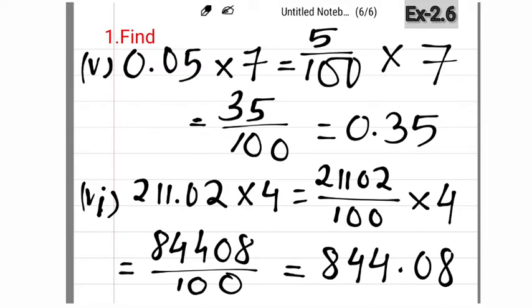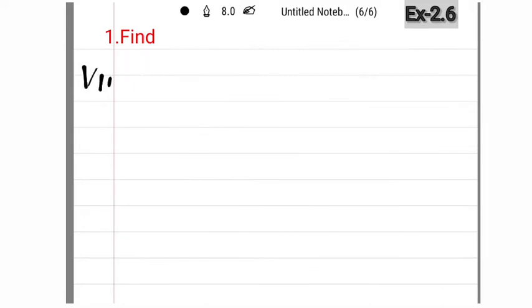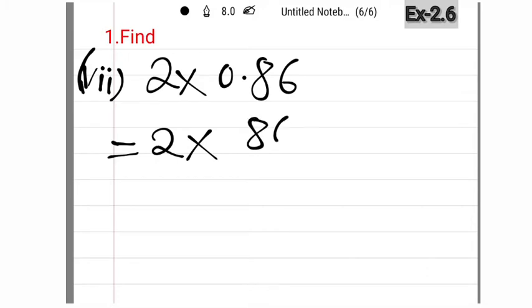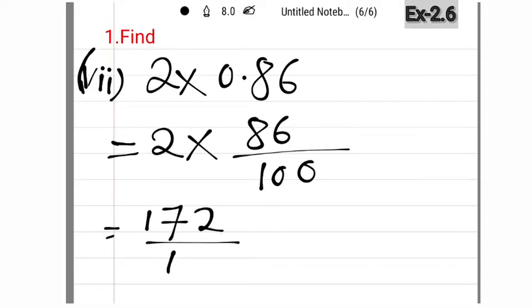Now come to the next bit, that is VII. 2 into 0.86. Here also we will convert the decimal into fraction. That means 0.86 will become 86 by 100. And when 86 is multiplied with 2, we will get 172 by 100. Denominator remains the same. And when it is converted, we will get 1.72.